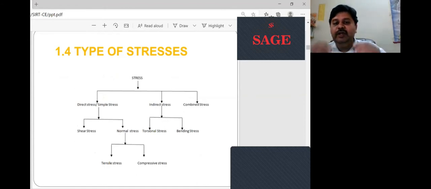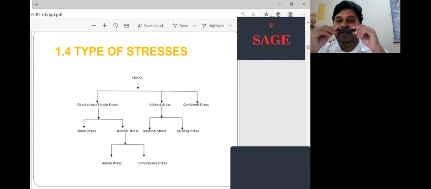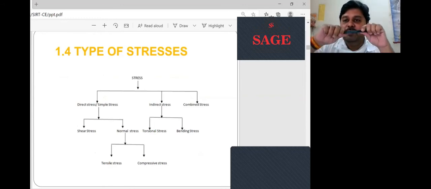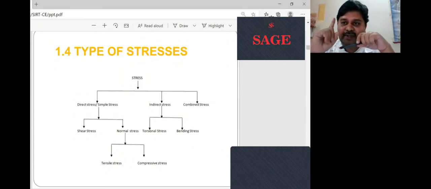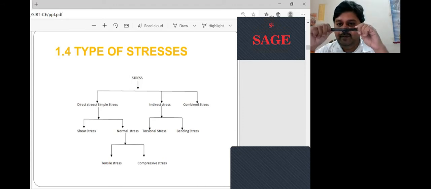When we talk about normal stress, if we apply a force longitudinal to this member, this force is perpendicular to this area. So this is normal to this particular area, and therefore this stress is normal to this area and is known as normal stress. Normal stresses are of two types. One is tensile, when we apply a tensile force, and the second is compressive, when we apply a compressive force.